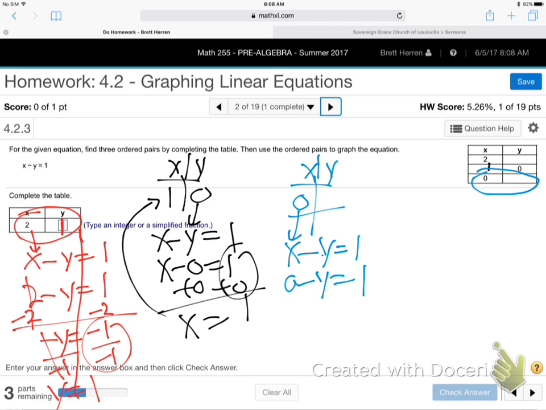Okay, now 0 minus y, that's just minus y, isn't it? How do you solve for y? Divide both sides by -1. Y is -1. Y is -1.